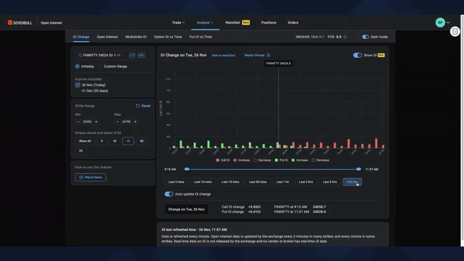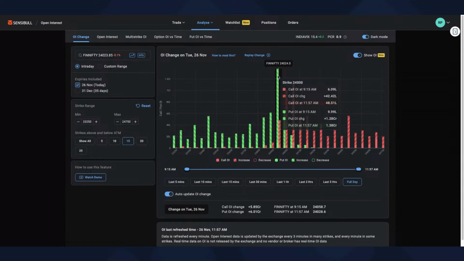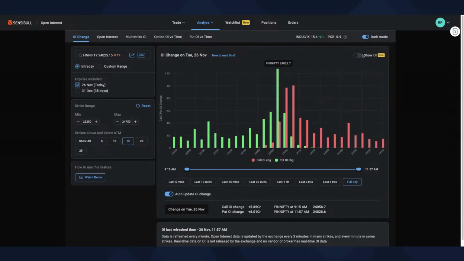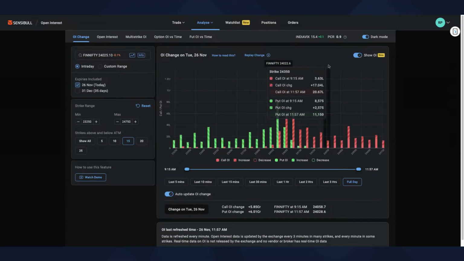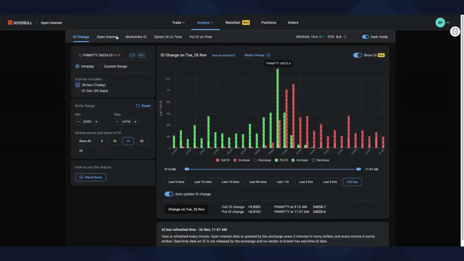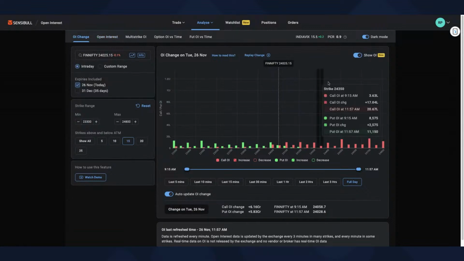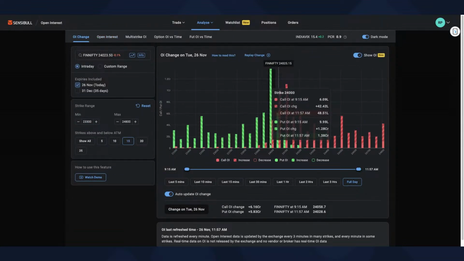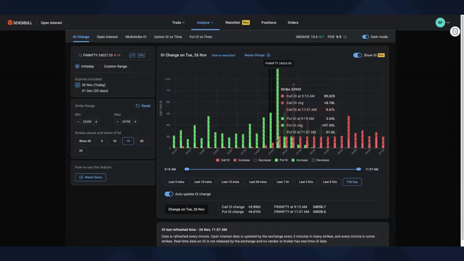This is a 5 minutes one, but if I go back to the full day, there are a lot of calls written today. Sorry, puts were written starting from pretty much here. The OI, show OI change. Just, yeah, I think this is OI change only. Sorry. Yeah, you can see it started at about 9.9 lakhs, but today the OI change is close to almost 1 crore puts written today, I think.